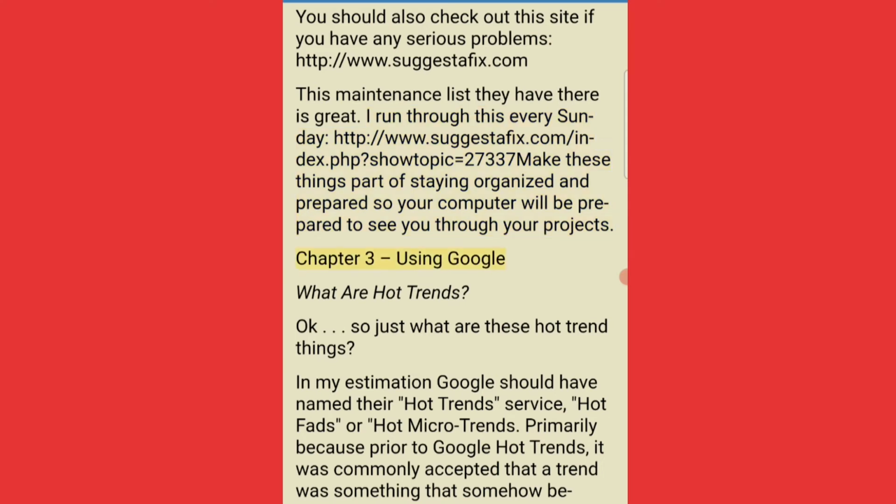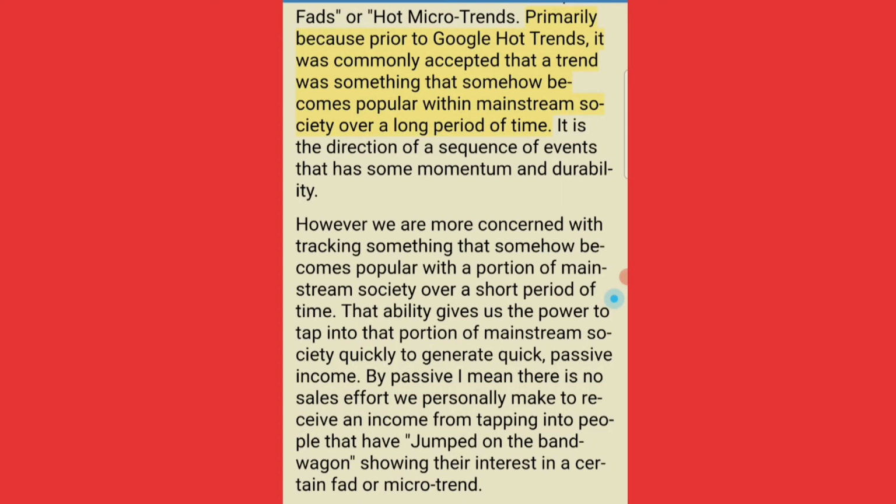Chapter 3: Using Google. What are hot trends? Okay, so just what are these hot trend things? In my estimation, Google should have named the hot trends service hot fads or hot micro trends. Primarily because prior to Google Hot Trends, it was commonly accepted that a trend was something that somehow becomes popular within mainstream society over a long period of time. It is the direction of a sequence of events that has some momentum and durability.